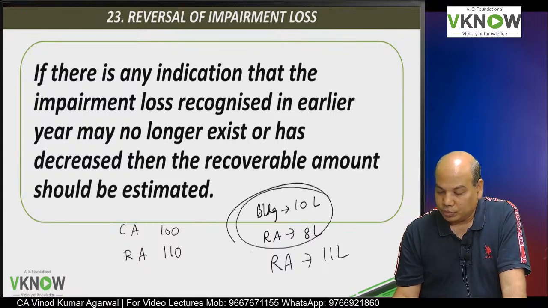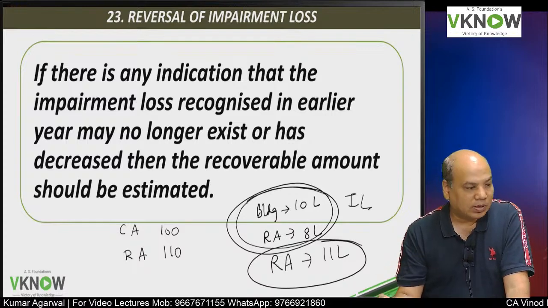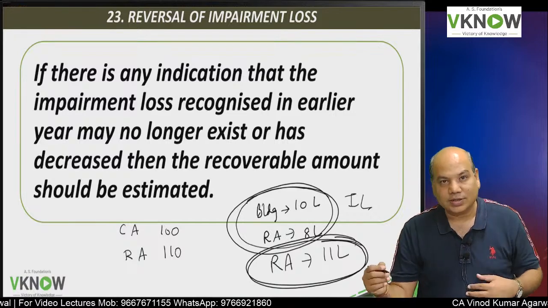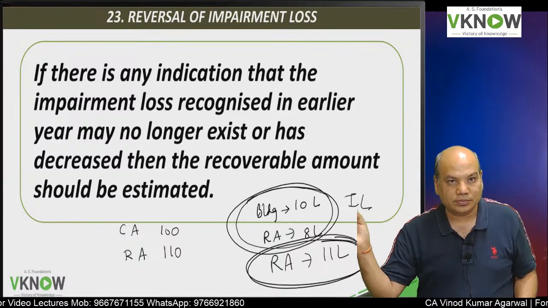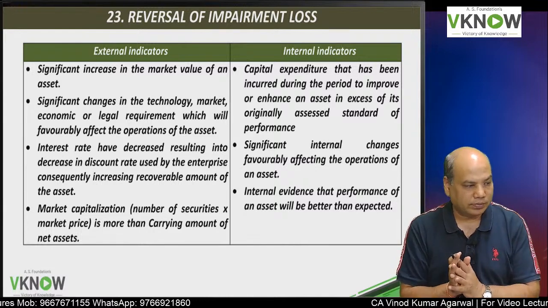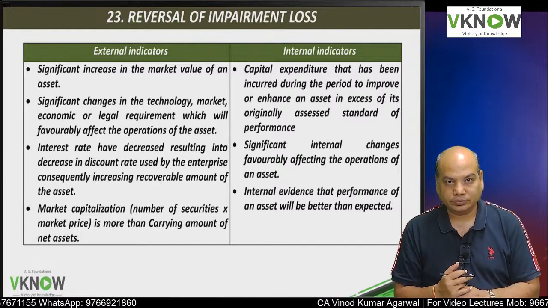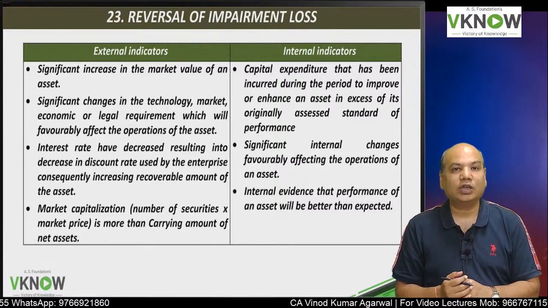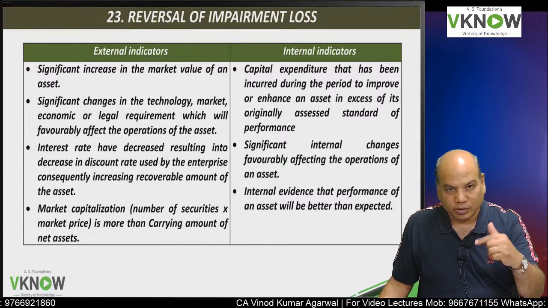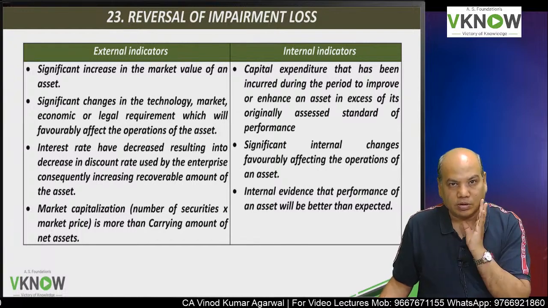So earlier you might have provided for impairment loss. Now the indications are that its recoverable amount has gone up. Does this standard allow you to reverse the impairment loss? The answer is yes, subject to certain conditions. But first you have to search for indication of impairment. Just like when you searched for indication of impairment and provided for impairment loss, similarly you have to search for reversal of impairment loss.